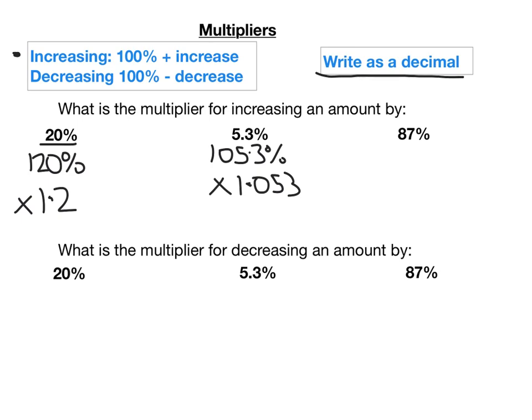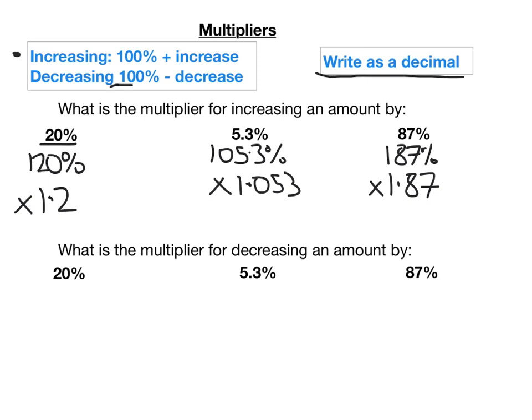Lastly, if we're going to increase by 87%, we need to add that to 100, so that would be 187%. And now we need to write that as a decimal, which would be 1.87. Let's have a look when we are decreasing an amount by a percentage.